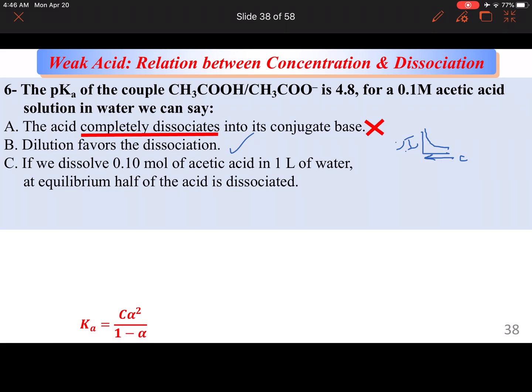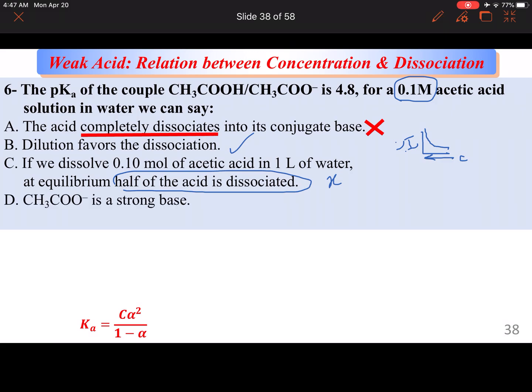If we dissolve 0.1 molar of acetic acid in 1 liter, so that's giving me the 0.1 molar, at equilibrium, half the acid is dissociated. So literally they're asking, what is the X? How much dissociates? We actually need a calculation to see if half of it will dissociate.